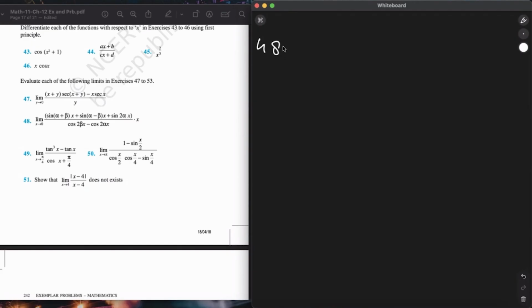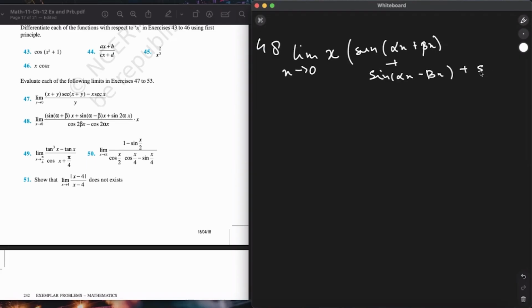What do I have here? Limit x tends to 0 of x, then sin(alpha x plus beta x), plus sin(alpha x minus beta x), and plus sin 2 alpha x as well. And in the denominator, what do I have? cos 2 beta x minus cos 2 alpha x.